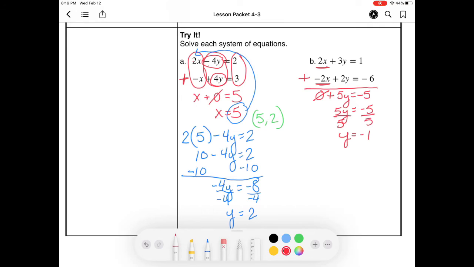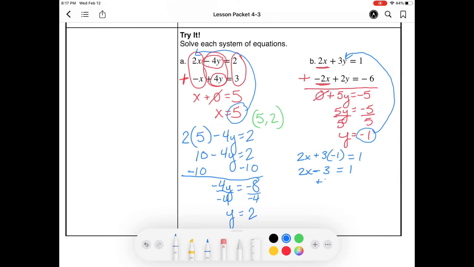Now, just like I did with x in the previous problem, I'm going to take negative 1 and plug it in for y in one of the equations. So let me rewrite this. 2x plus, oh wait, it's 3 times negative 1. So 2x plus 3 times negative 1 equals 1. When I do that 3 times negative 1, it's actually going to give me a negative 3. So 2x minus 3 equals 1.